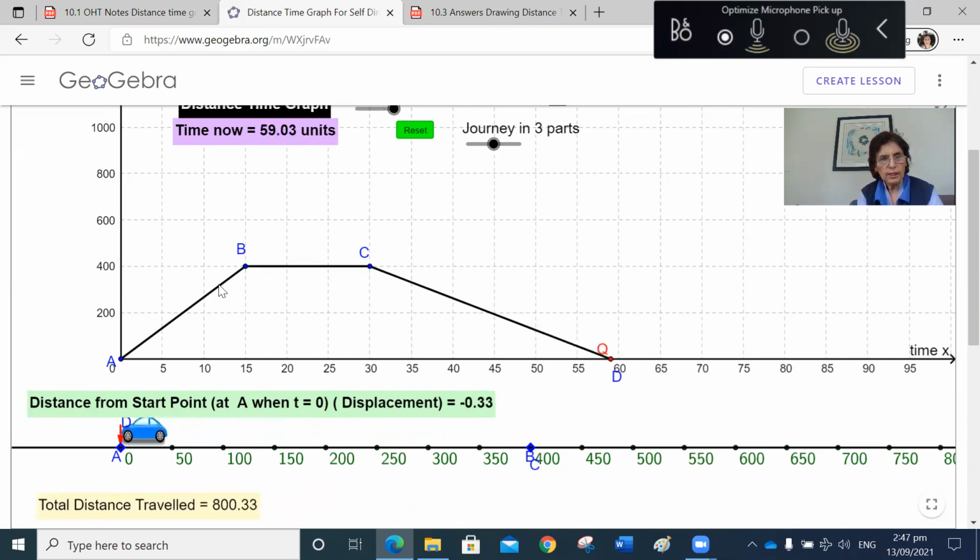Okay, one last thing. If we want to find out the speed from a distance time graph, we calculate the gradient. So gradient is rise over run. So this part over here is 400 minus 0, 400, and time is 15. So if we have to calculate the speed, it will be 400 divided by 15 seconds, and whatever the answer comes, that will be the speed.